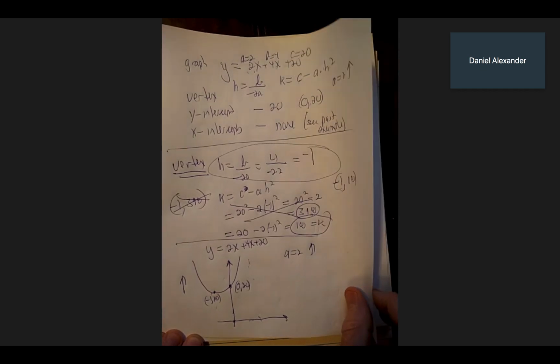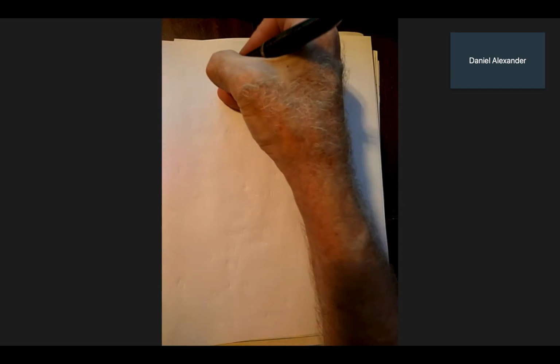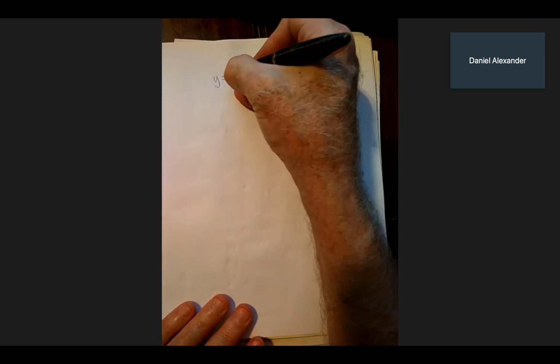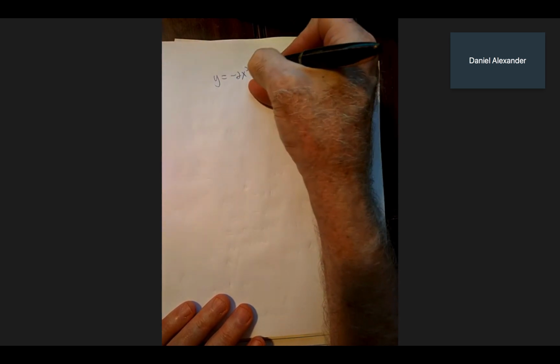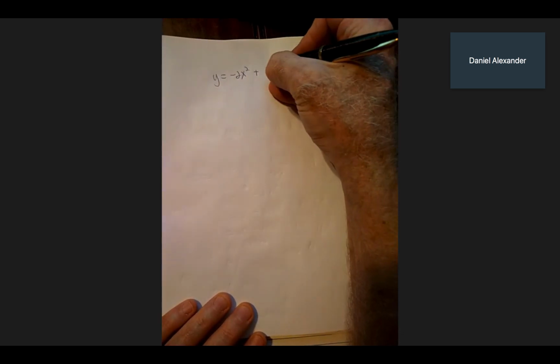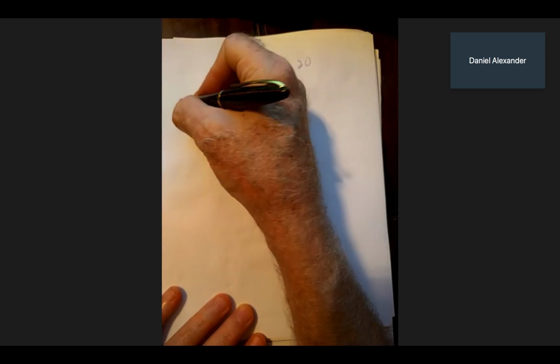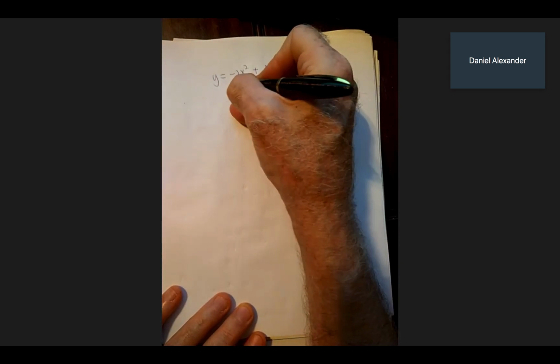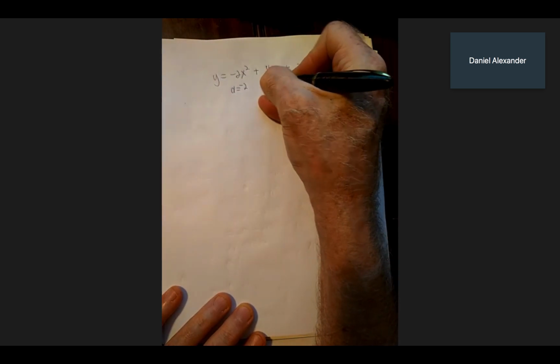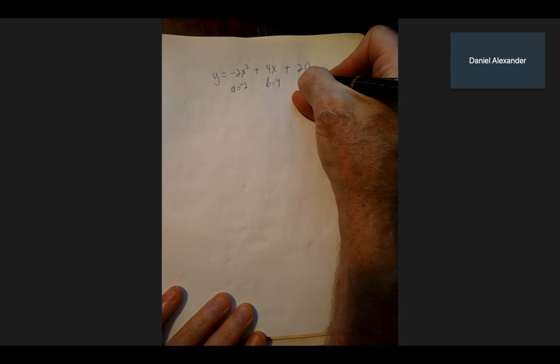Okay, so let's do the third example. And the third example is the negative of this. So y equals minus 2x squared plus 4x plus 20. That's going to change a few things. So first let's figure out the numbers. A is minus 2, B is 4, C is 20.